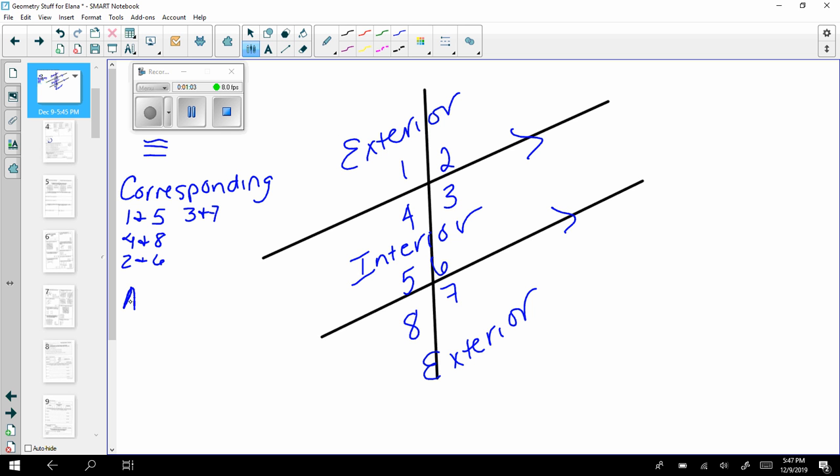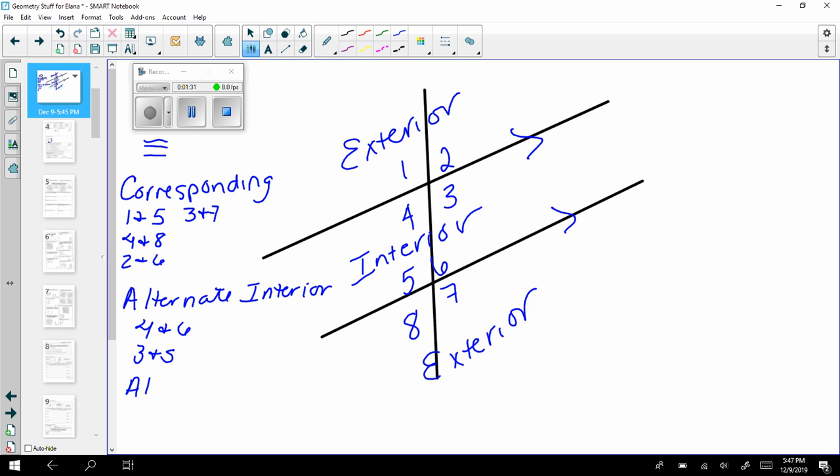The other types are alternate interior angles, and they're exactly what they sound like. They're on opposite sides of the transversal inside the two lines. When the lines are parallel, they're congruent, and according to this diagram, that's 4 and 6 and 3 and 5.